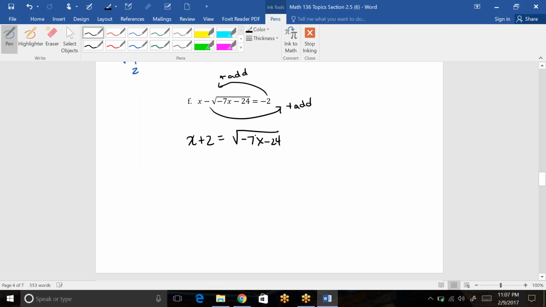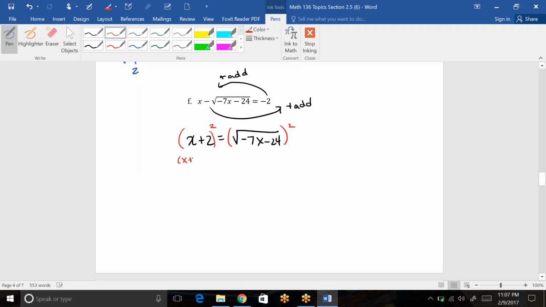Now it's okay for this inside to look like a bunch of negatives because we don't know what x is. If x is negative 8, then that would turn into a positive 56. So because we don't know what x is yet, it's okay that there are negatives underneath here. So we need to square both sides. So we're going to square and square.